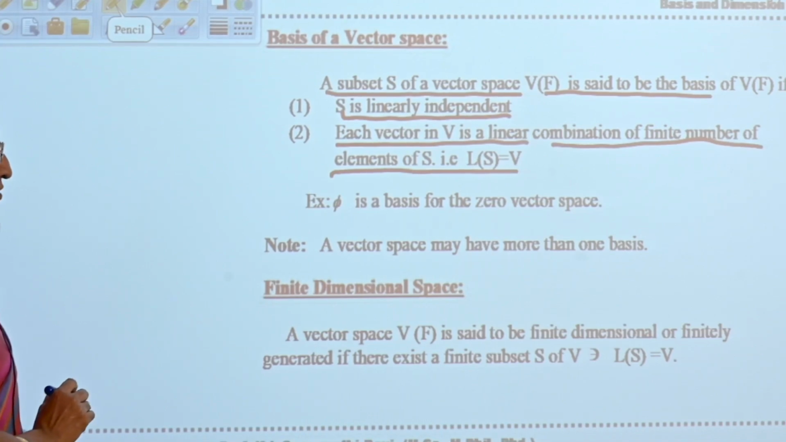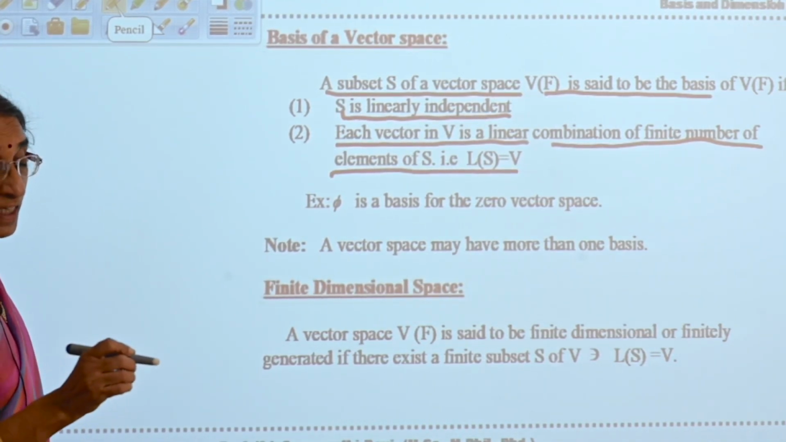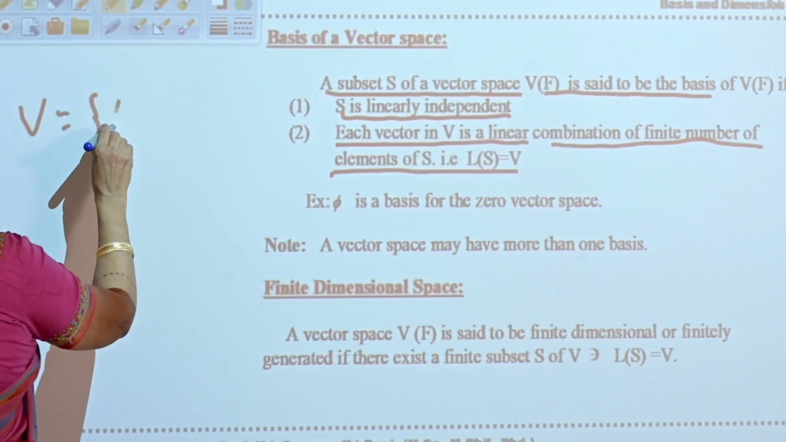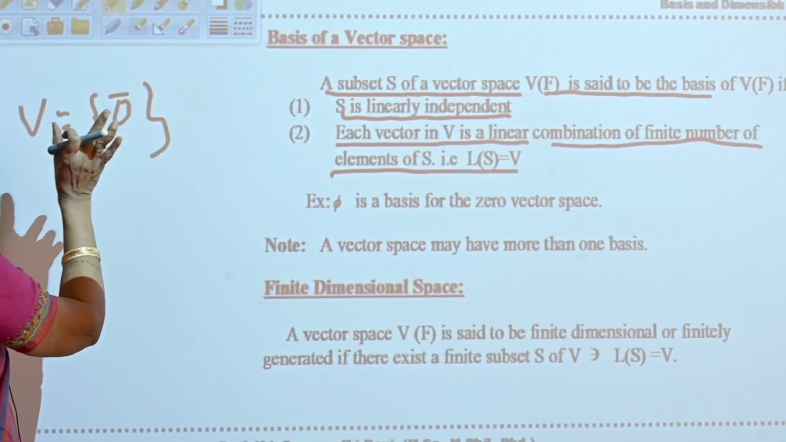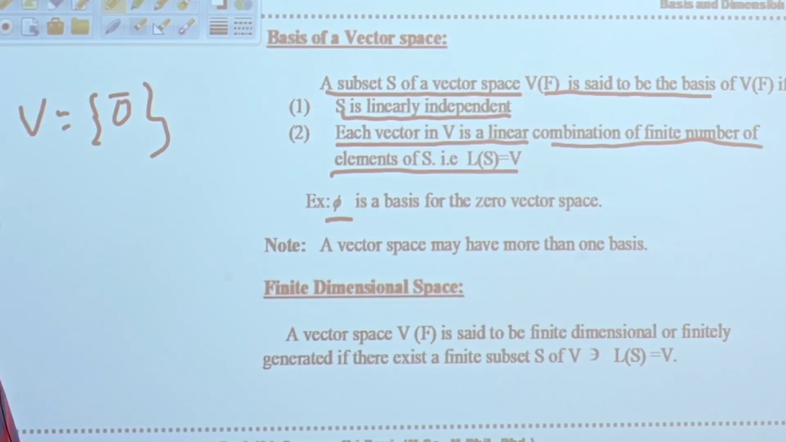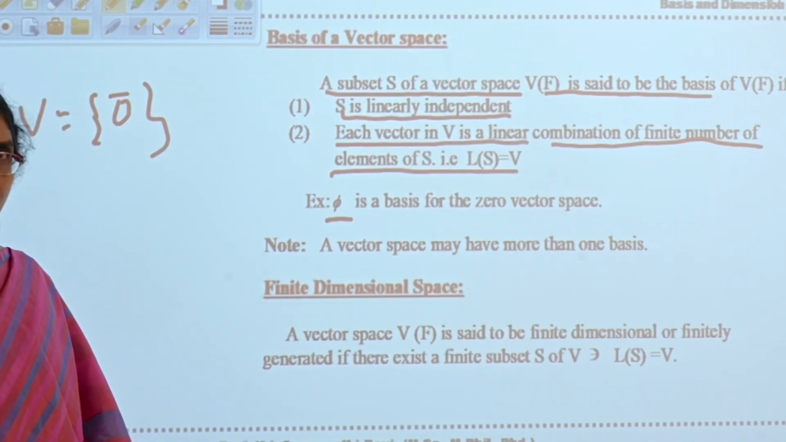Okay. Now if you take zero vector space, what do you mean by zero vector space? Zero vector space is V is equal to the set of 0 bar. It contains only one vector, that is 0 bar. Empty set will be the basis for that. Now a vector space may have more than one basis, that also we will see afterwards.